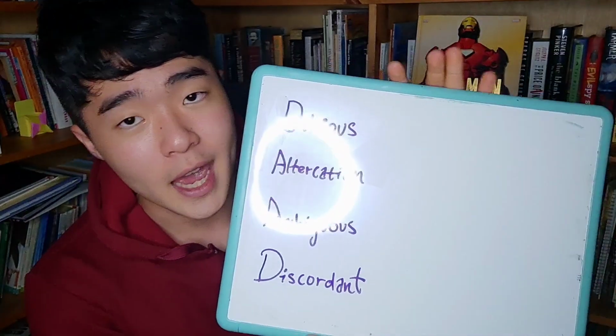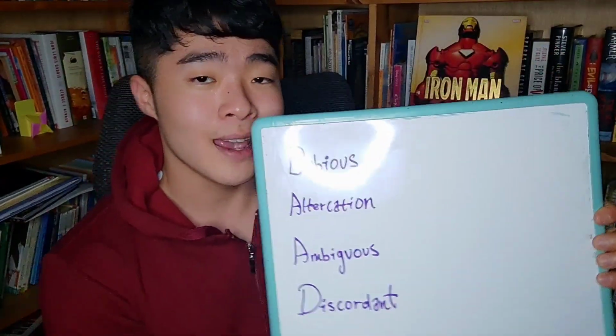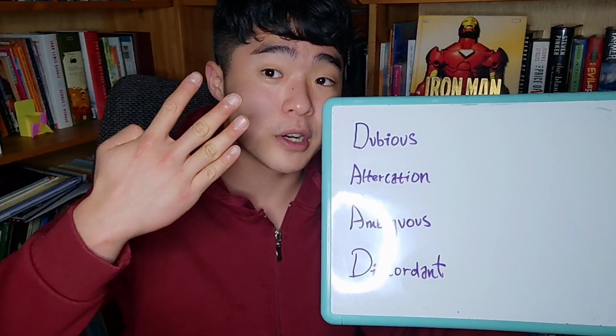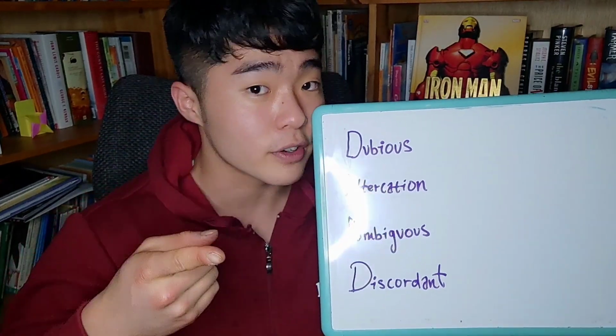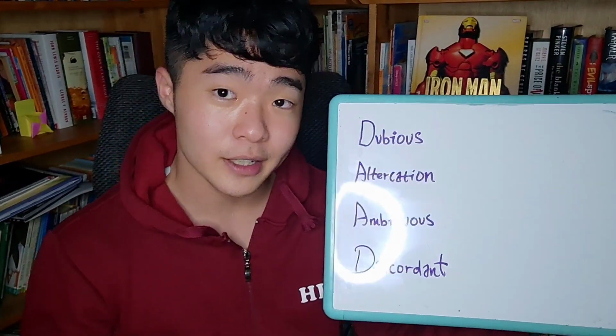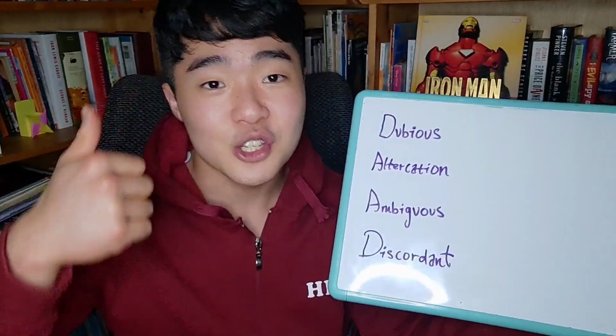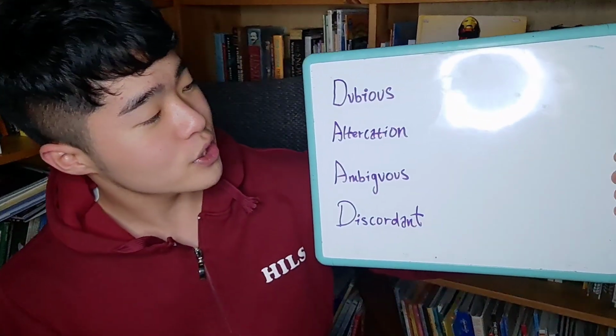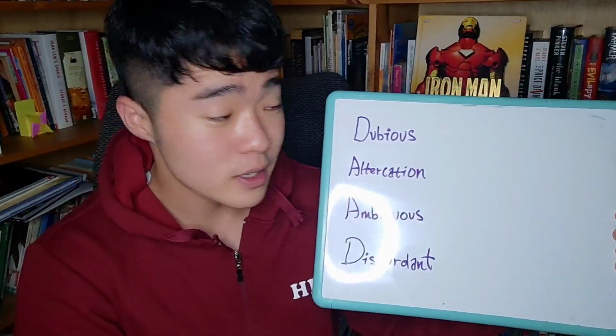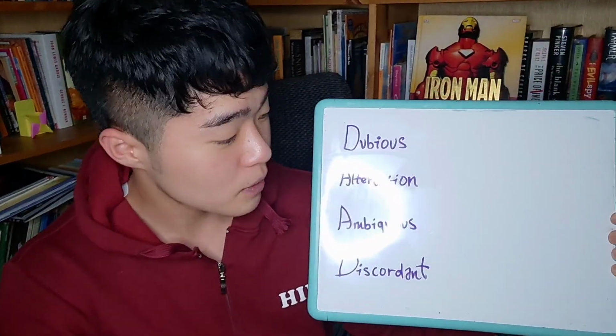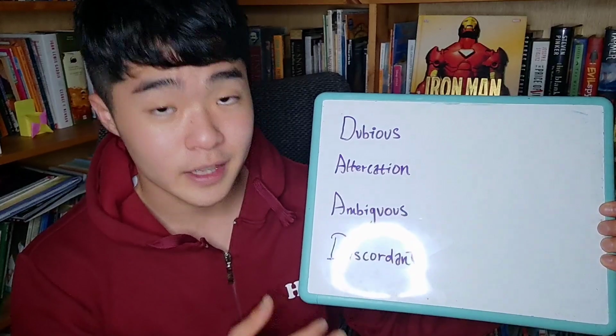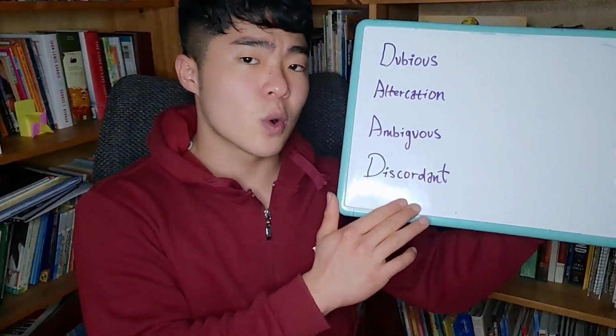So, today, once again, we have our trusty whiteboard, and, of course, as always, we have 4 vocabularies that we are going to cover. So, without further ado, I'd like to read these out, and let's get it started. So, the first word for today, we have dubious, followed by altercation, and then ambiguous. And then last but not least, we have discordant. So dubious, altercation, ambiguous, and discordant. So let's begin with dubious.